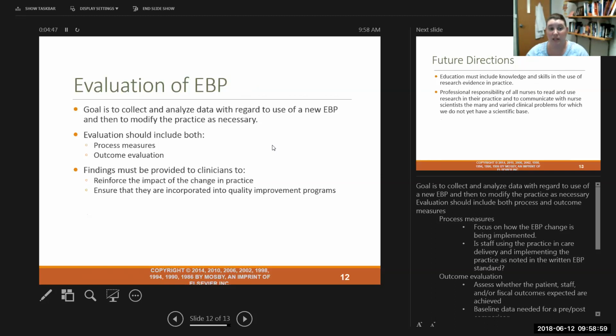The goal is to collect and analyze data with regards to how a new evidence-based practice is going into effect, and then to modify your practice as needed. Your evaluation should consist of process measures and outcome evaluation. And your findings have to be provided to your clinicians to either reinforce the impact of the change or to ensure that they're incorporating that into their quality improvement projects.